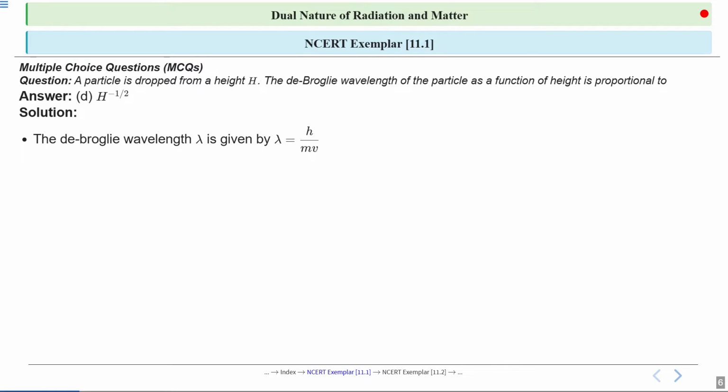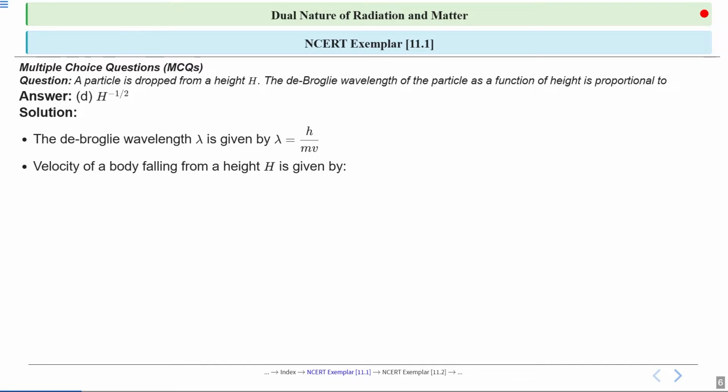So let's see the solution. First, recall the formula for de Broglie wavelength. The de Broglie wavelength is written as lambda equal to h upon m times v. Here h is Planck's constant, m is the mass of the particle, and v is its velocity.